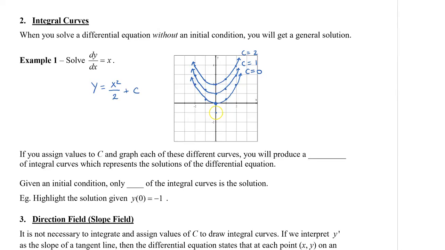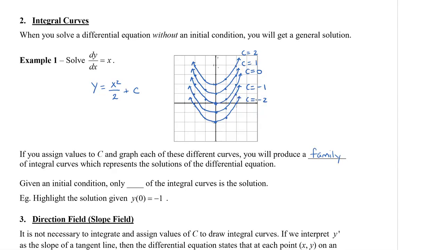We can also say c equals -1 and get a graph that moves down like so. And we'll draw one more, c equals -2. Now, assigning these different values to c, we can see that we get different curves, and this is called a family of integral curves, which represents a solution of the differential equation. So notice that the solution is actually a whole bunch of different curves.